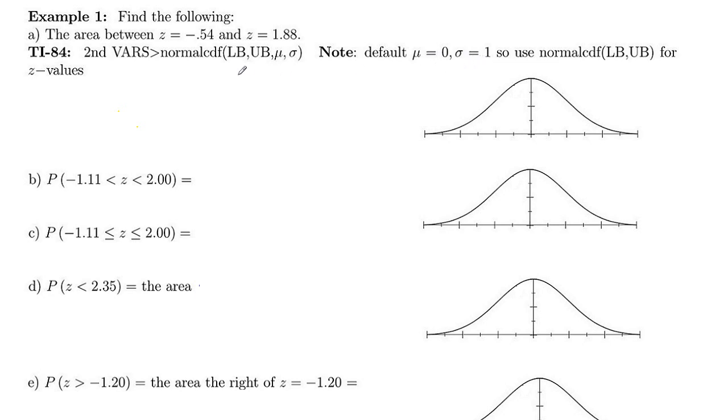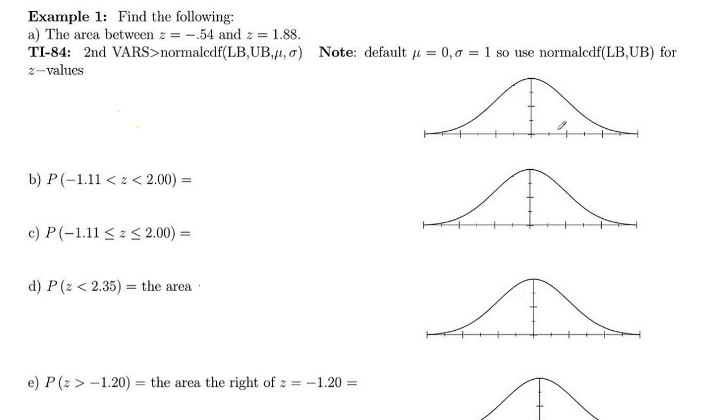The format of the normal distribution function, which is going to help us compute these, is you put in lower bound, upper bound, mean, and standard deviation. If mean is 0 and standard deviation is 1, then you can just put in lower bound, upper bound. That's for z values. So if mean and standard deviation are 0 and 1, you can leave it.